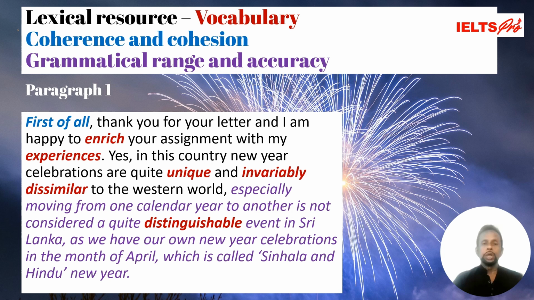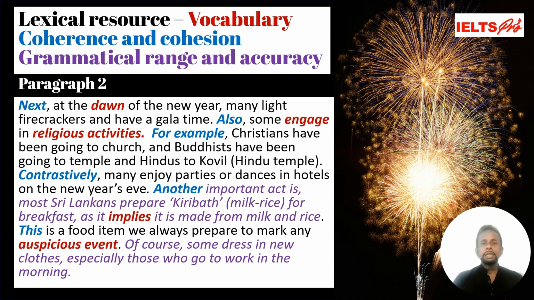Lexical resource, vocabulary is indicated in red. Coherence and cohesion is in blue. And grammatical range and accuracy is in maroon. Vocabulary: enrich, experiences, unique, invariably, dissimilar, distinguishable. Coherence and cohesion. First of all, what is in maroon are the grammatical range and accuracy. Next, let's take a look at the second paragraph. There again we can see the three criteria. Same color coding is used here.